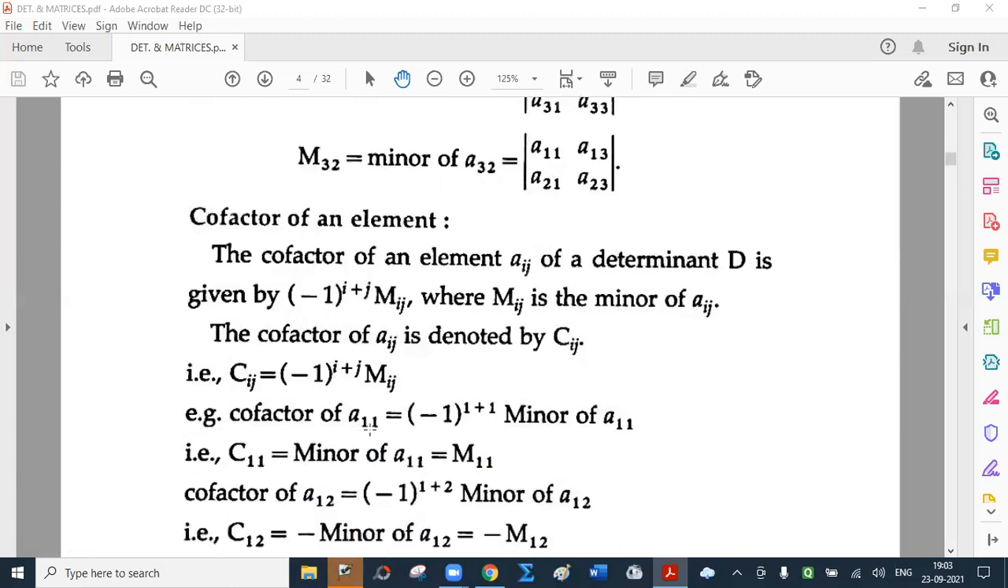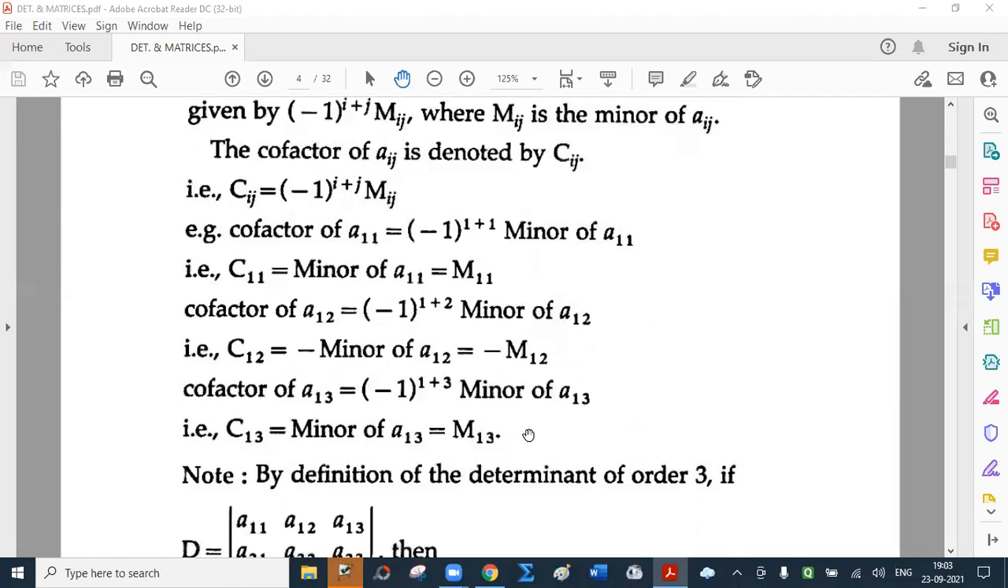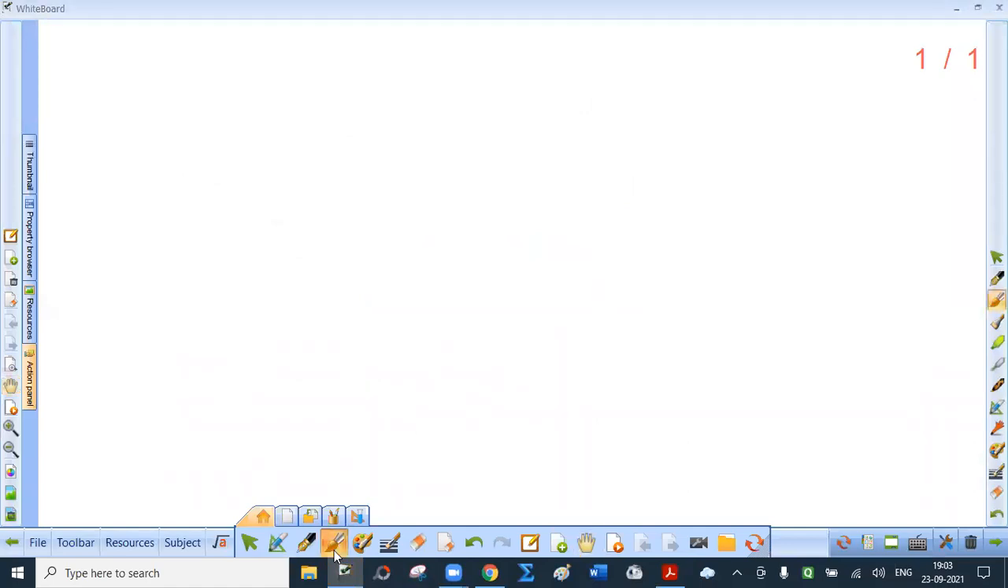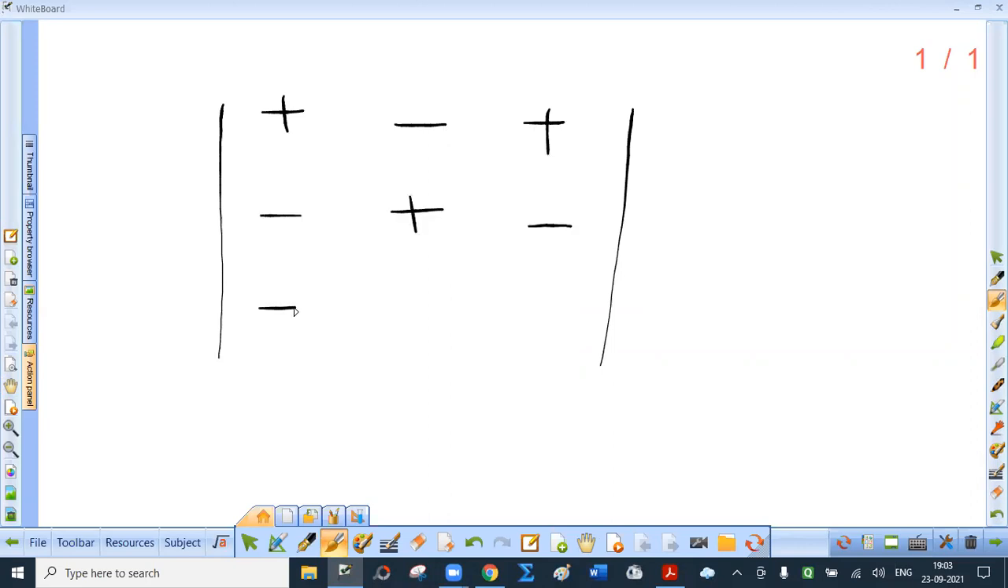Let us consider the cofactor of A11. It is minus 1 raised to row number 1, column number 1, minus 1 squared is plus 1, into the minor of A11 and so on. So this is how we write cofactors. In fact, we can decide signs. See, plus minus plus minus plus minus plus minus plus. If it is already minus, then don't say that this should be minus. Minus means you have to change the sign.